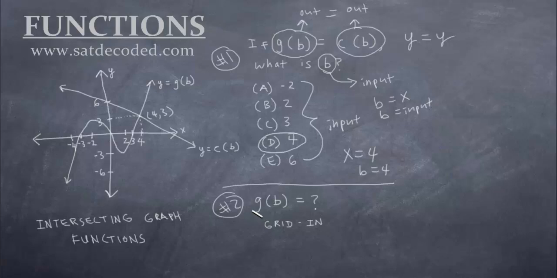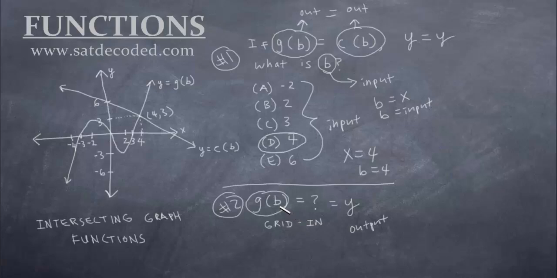What if they asked us, what is g of b? And in this case, they don't give us any multiple choice answers. It's just a gridding question, so we have to truly figure this out all on our own. So g of b, that's a whole function. So really what they're asking for is, what is the y value, or what is the output value?